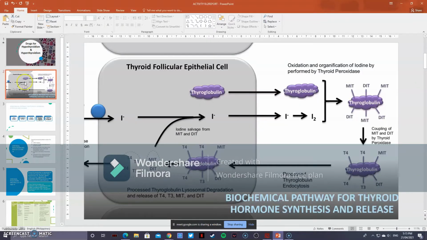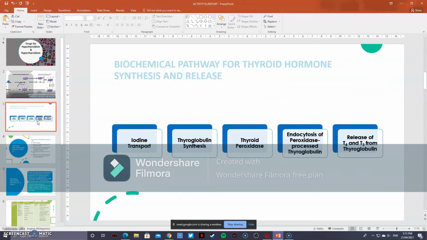So, this is the biochemical pathway for thyroid hormone synthesis and release. Iodine transport. A large amount of iodine is required for synthesis of physiological levels of thyroid hormones. To generate sufficient concentrations of iodine, the ionic form of the atom, iodide, is actively transported from the bloodstream into the follicular lumen by the follicular epithelial cells. Consequently, iodide is highly concentrated in the thyroid gland compared to the rest of the body.